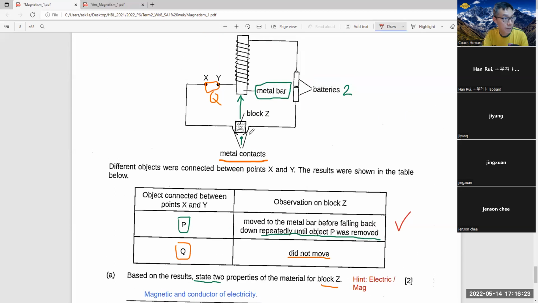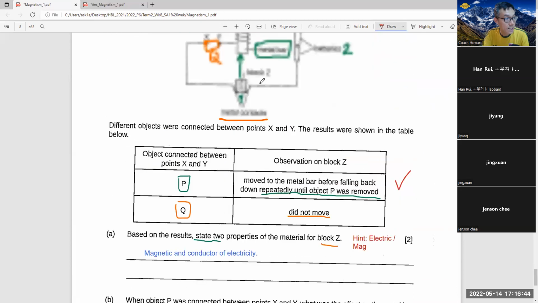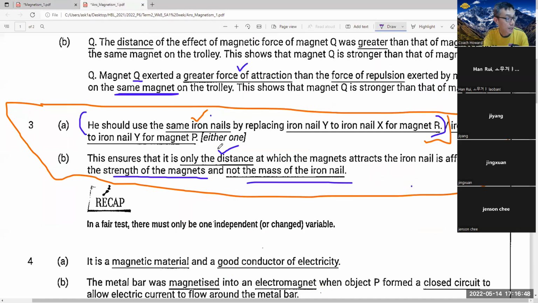So you must mention the new contact, the material R. It is an insulator of electricity. So the circuit is an open circuit. No electricity can flow through the metal bar to magnetize it, to attract Z. So I share the answer with you this part.